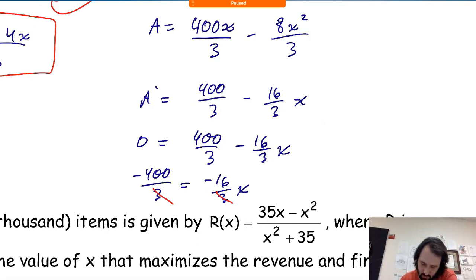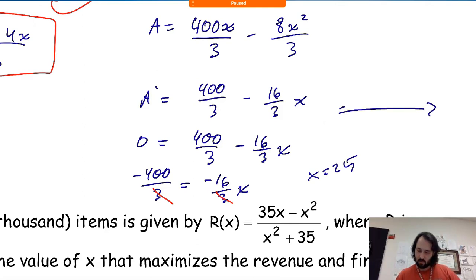So those will divide out, and then I will divide by 16. So what is that? 5 would be 80. So 25? Yes, sir. So x is 25.